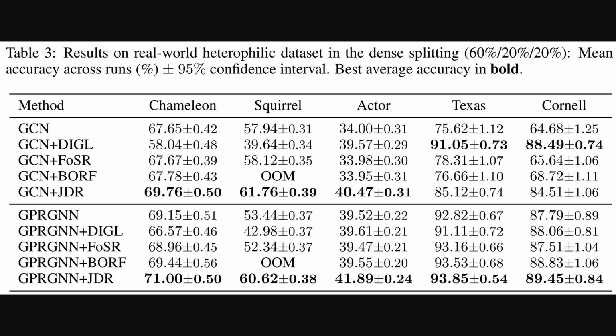Okay, so we saw JDR works well on synthetic data, but how about real-world graphs? This table shows results specifically on heterophilic datasets, like chameleon, squirrel, and actor. Again, it compares GCN and GPR-GNN with and without JDR and other preprocessing methods. Well, the JDR rows, GCN plus JDR and GPR-GNN plus JDR, consistently show the best or near best accuracy highlighted in bold. This really reinforces that JDR significantly helps, especially on these tougher, heterophilic graphs.